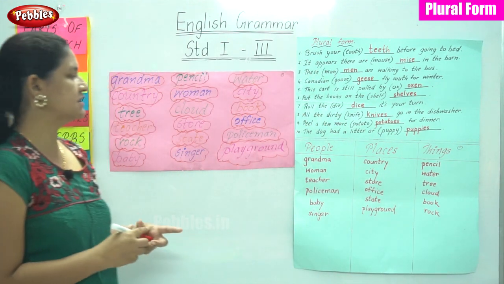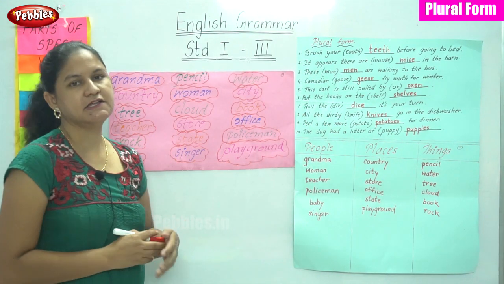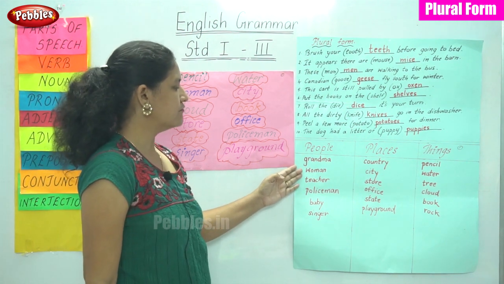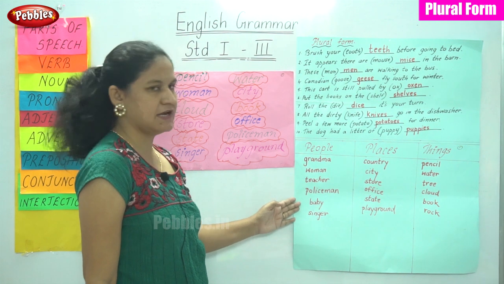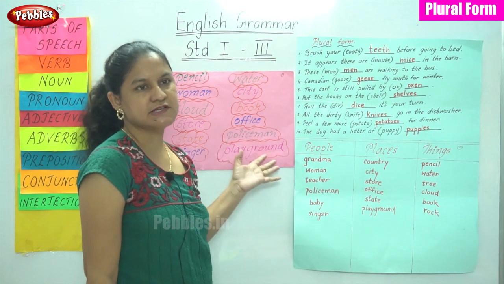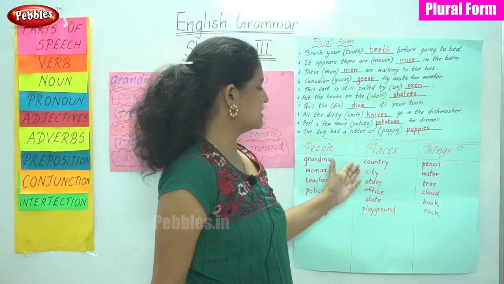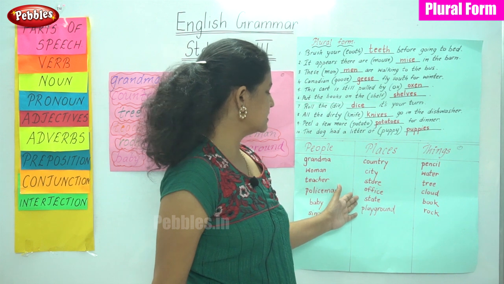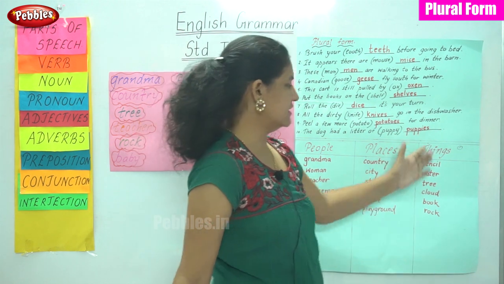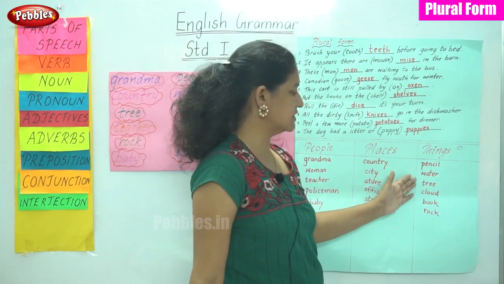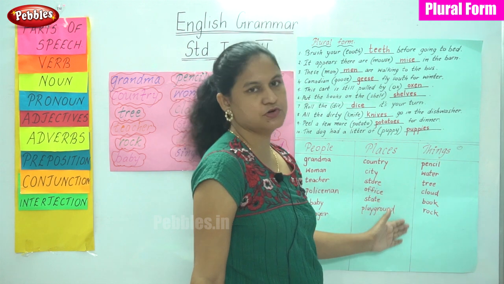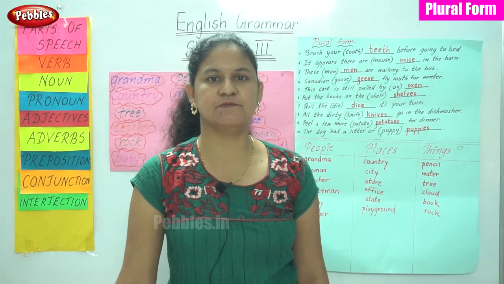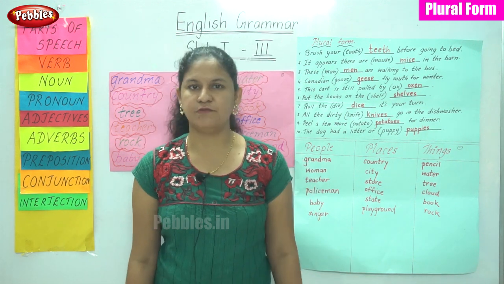So I segregate these words and place them in their appropriate columns. Under people I have grandma, woman, teacher, policeman, baby, singer. All these are common nouns. Under places I have country, city, store or storeroom, office, state, playground. And under things I have pencil, water, tree, cloud, book, rock. So these are the names of persons, places, animals or things, and all are common nouns.